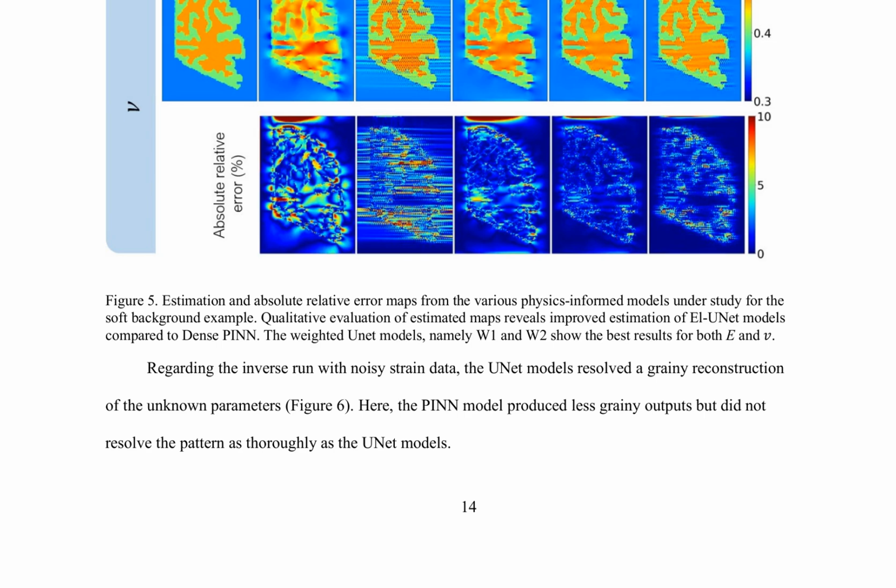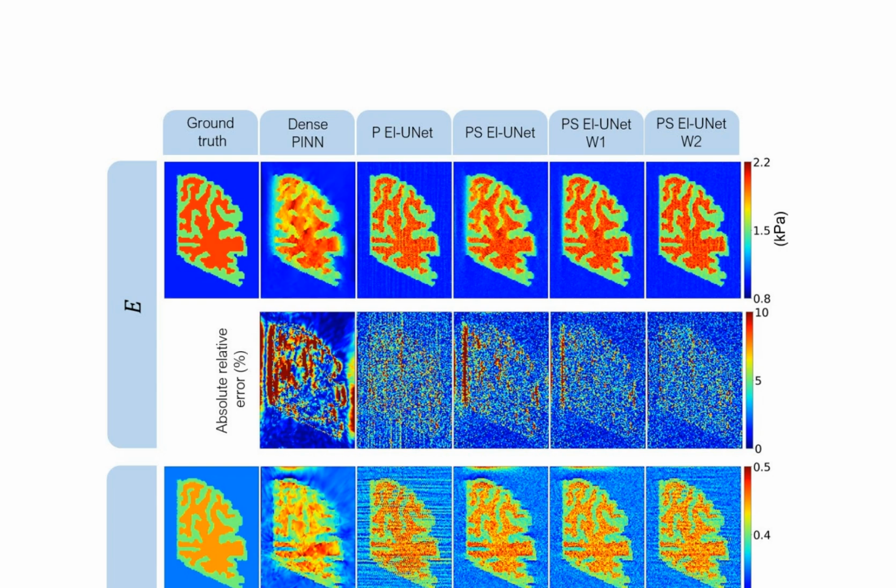In the inverse run with noisy strain data, the UNet models resolved a grainy reconstruction of the unknown parameters, as shown in Figure 6. While the PIN model produced less grainy outputs, it did not resolve the pattern as thoroughly as the UNet models. Here is the combined summary.